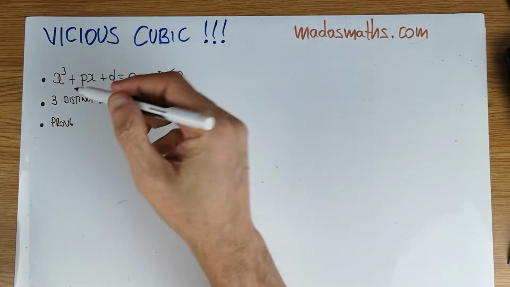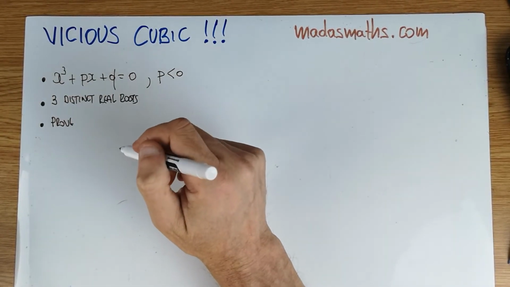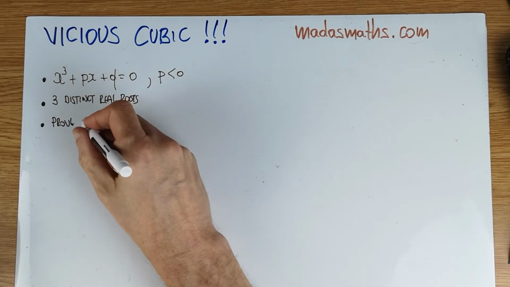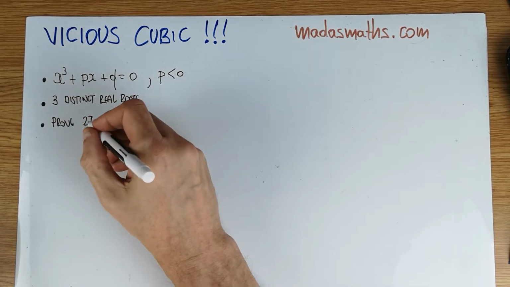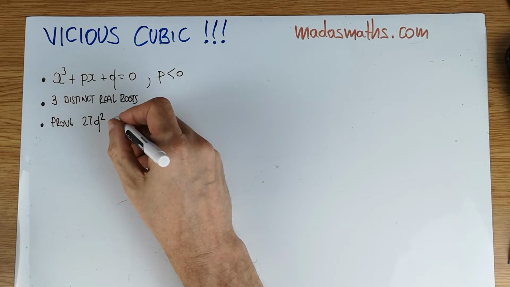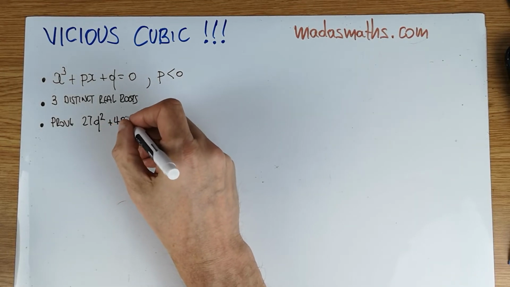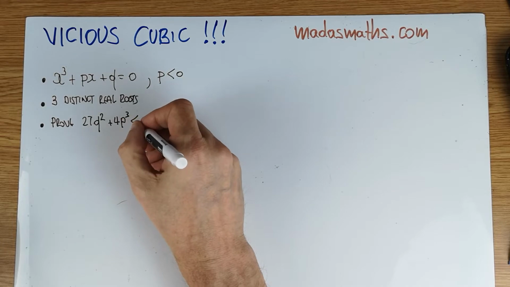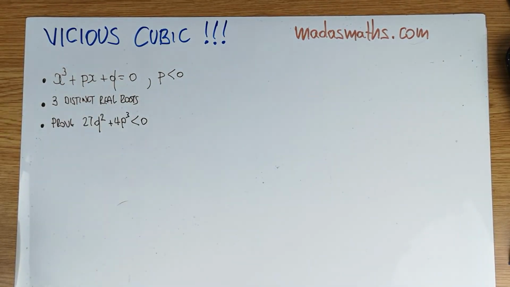If we have this cubic and it has three distinct real roots, to prove that, in that case, 27q squared plus 4 lots of p cubed must always be negative.